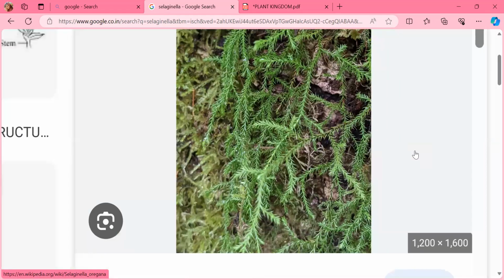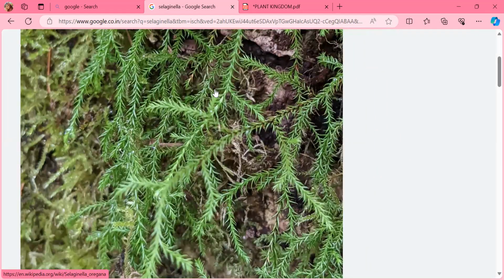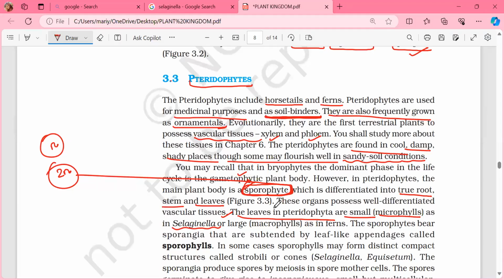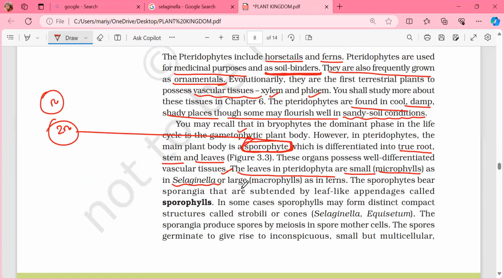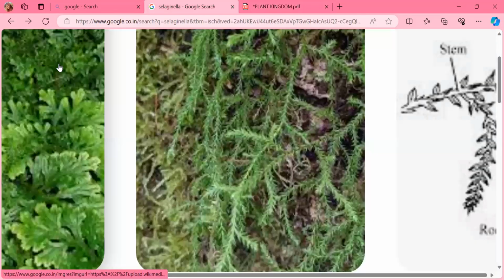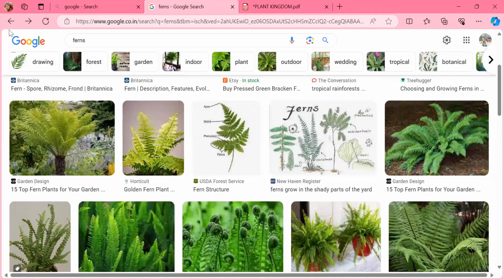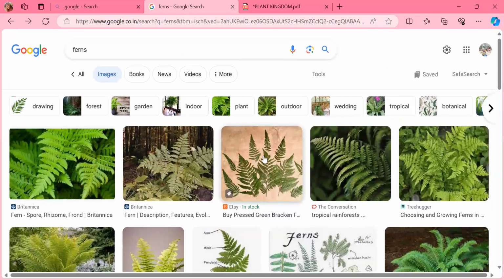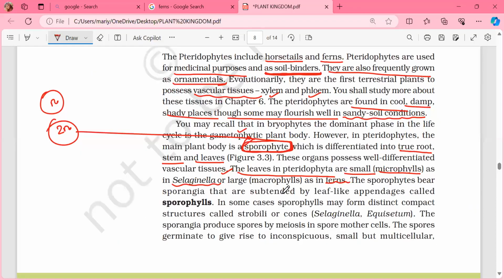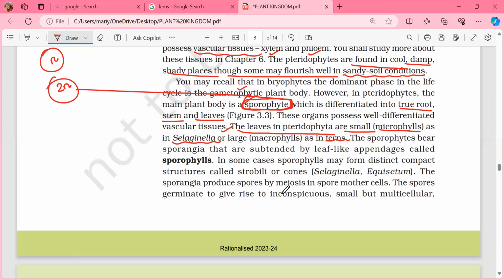Do you see small leaves? Tiny, tiny leaves, right? Okay. So small leaves will be found in Selaginella and large leaves are macrophylls. They are found in the ferns. We already saw ferns, right? See, larger leaves are there in the ferns, isn't it? So macrophylls are found in ferns. Microphylls are found in Selaginella.